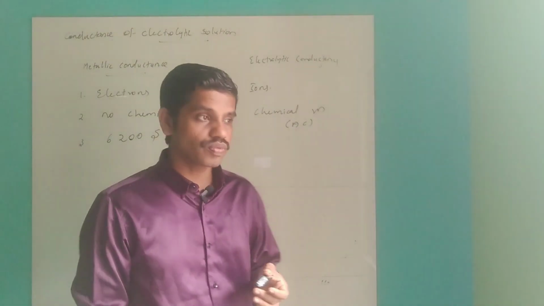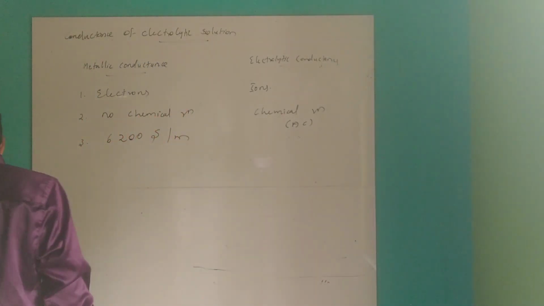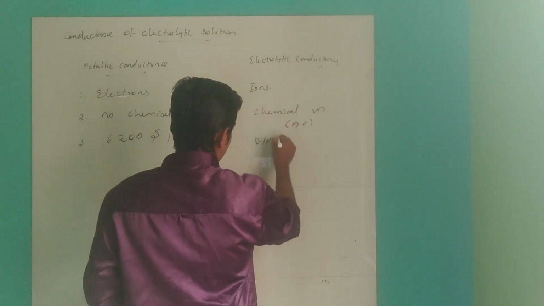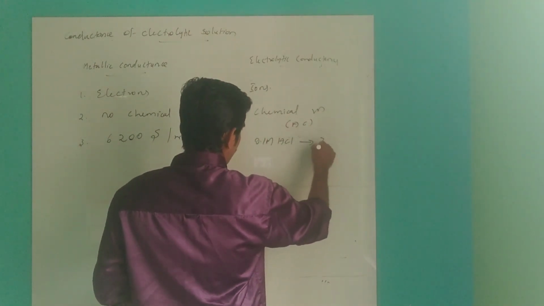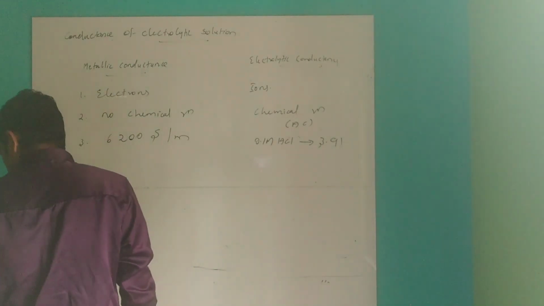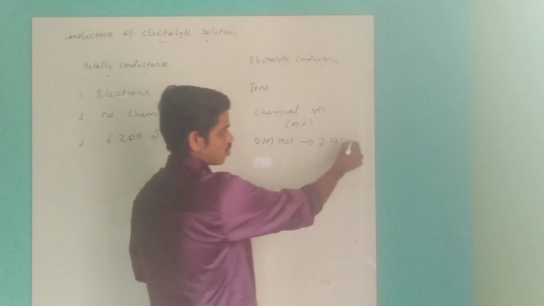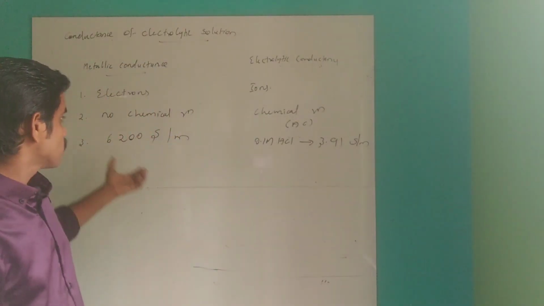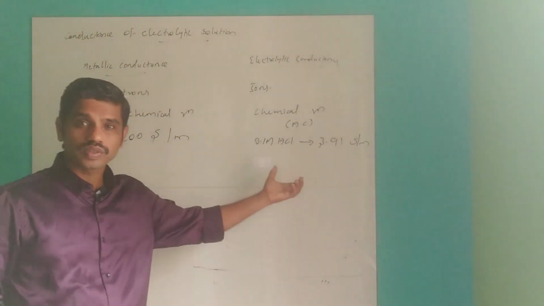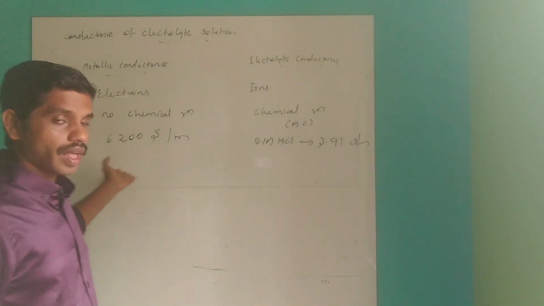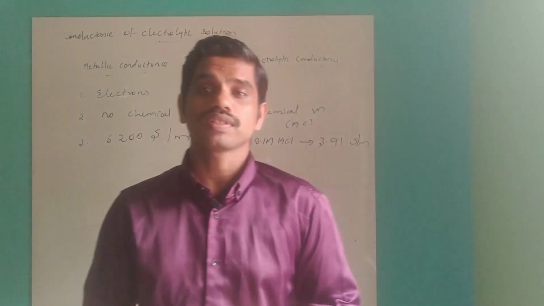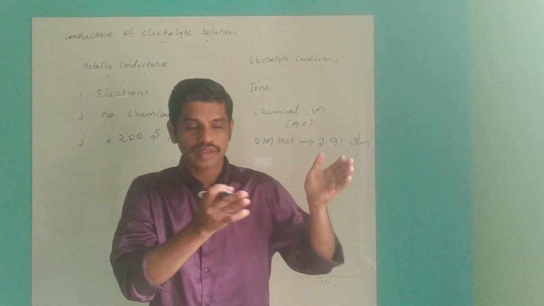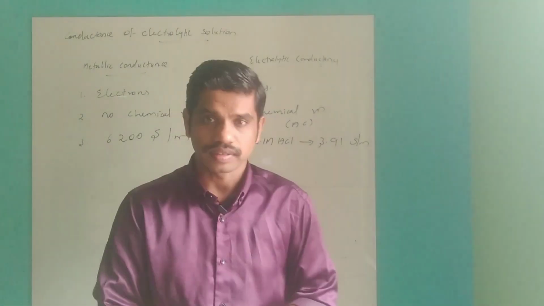But in the case of an electrolyte such as 0.1 molar HCl, it is 3.91 Siemens per meter. So this is coming in thousands, about 1000 times higher. So which one conducts faster? Metals have very high conductance compared to the electrolytic conductor.